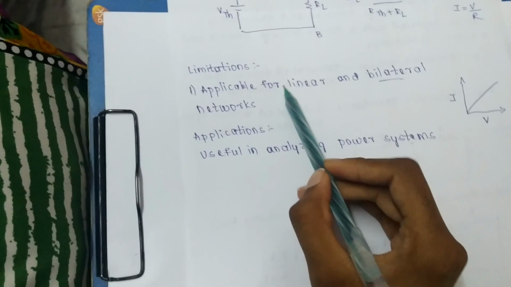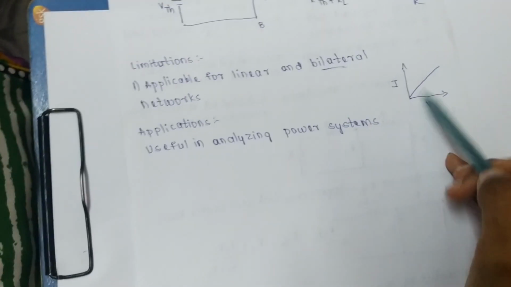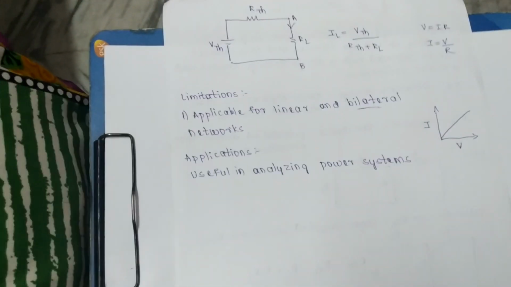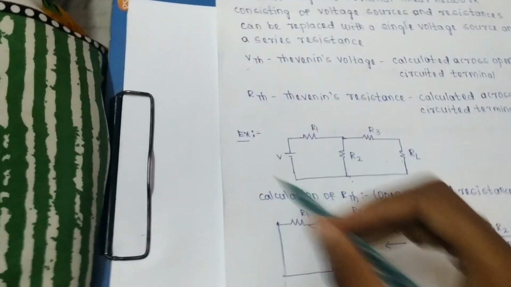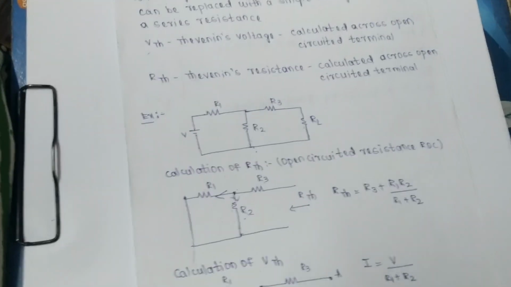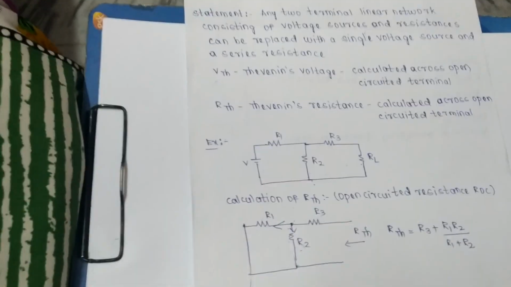So this Thevenin's theorem is only applicable for linear networks, for which the VI characteristics is a straight line, and bilateral networks, in which the flow of current is in both directions. Only for such networks this theorem is applicable. Coming to the applications, this theorem is very useful in analyzing power systems. In this way, you can convert a given circuit into its equivalent Thevenin's network and then calculate the current through the load resistance.